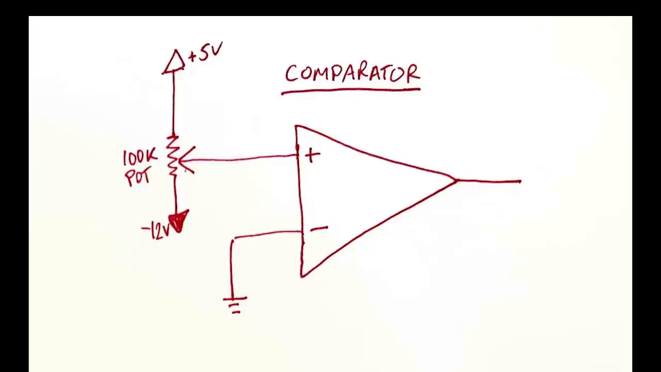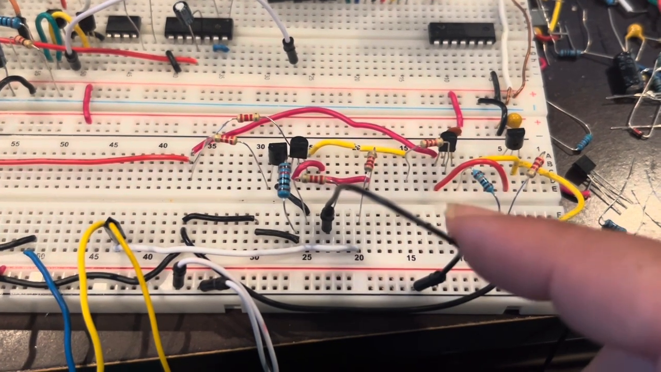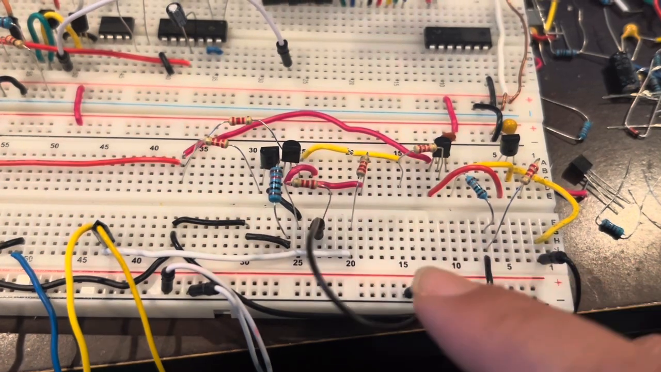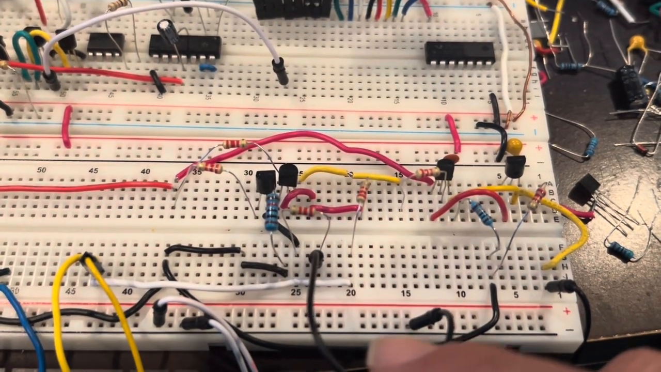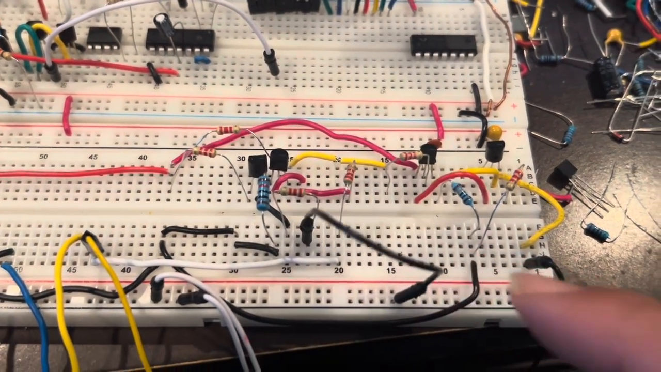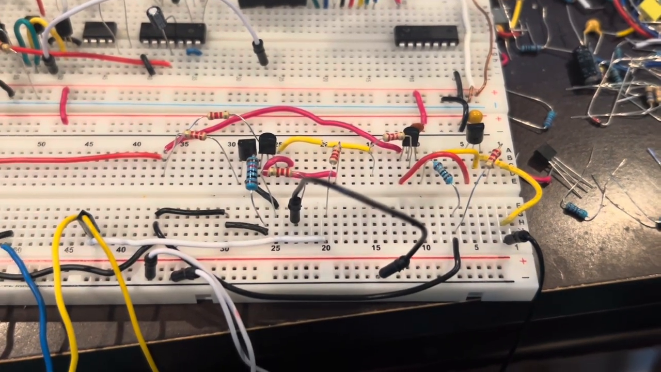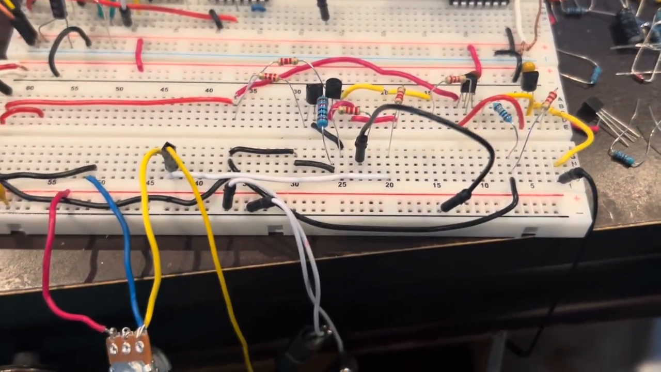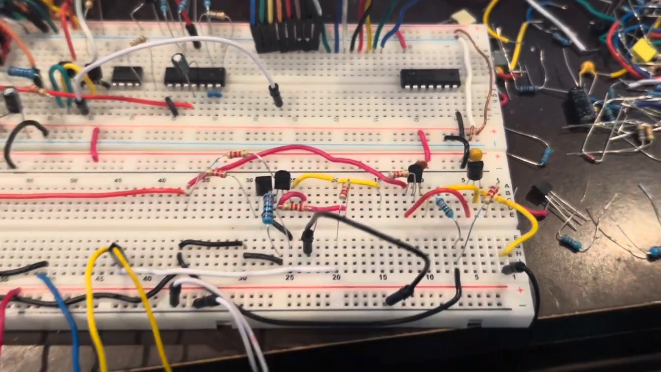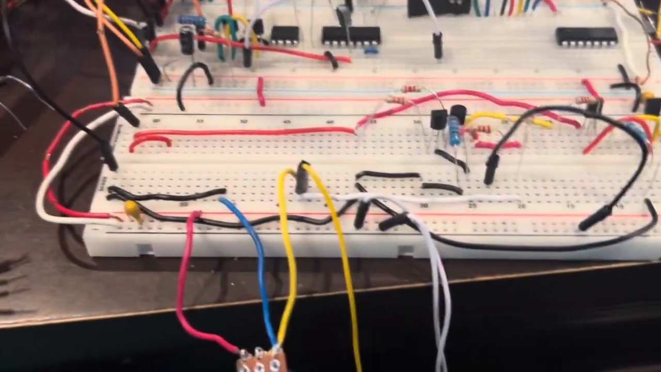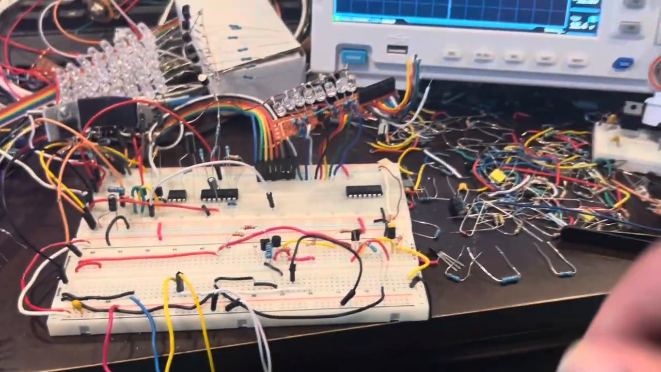For the next test, we're going to try to configure this as a comparator and see if it works. What I've done with this black wire is connected it to ground, and that's going to the inverting input, and the output is basically coming out of here. And so this is a comparator circuit. Let's turn this on and see how it goes.